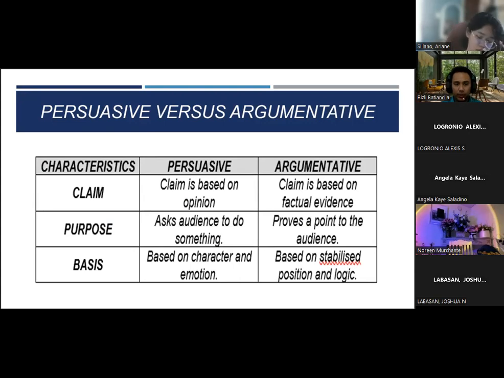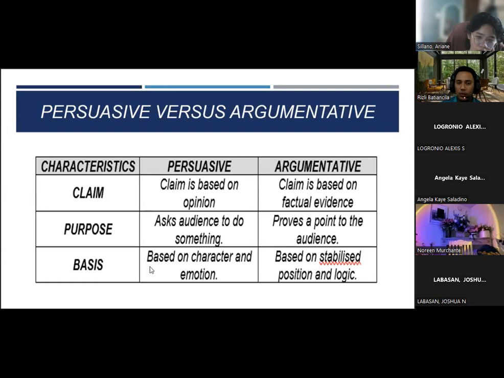Persuasive according to purpose, okay, it asks the audience to do something. So if you truly persuaded the person, they must take an action. So you ask the audience to do something. Argumentative naman, it proves a point to the audience from the logic and evidences given. Okay, so the statement itself, the arguments itself, proves a point to the audience. So that is the purpose.